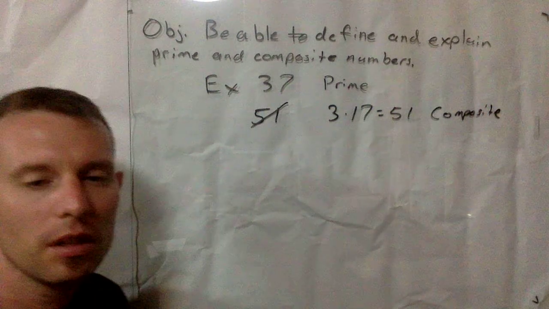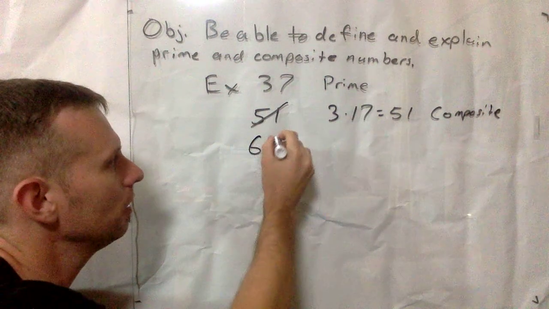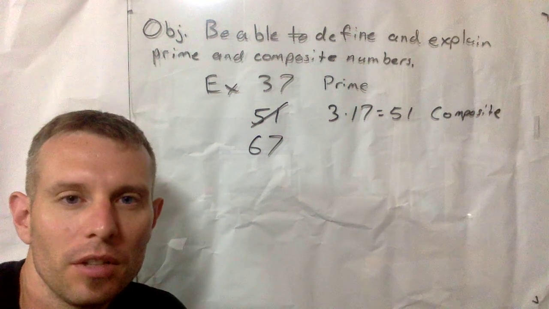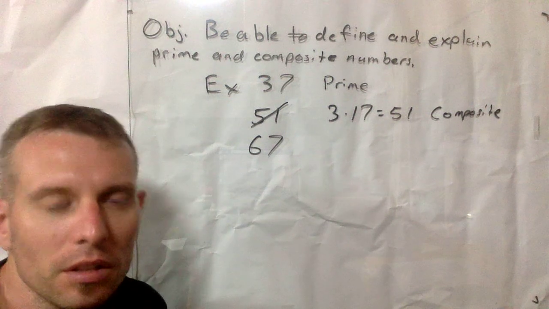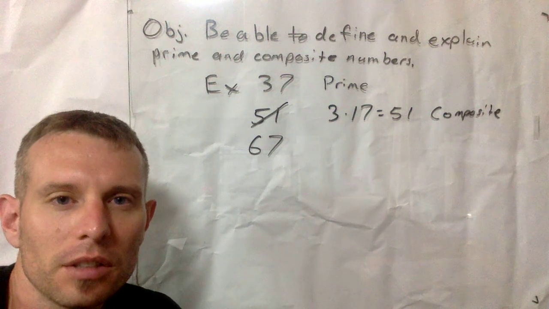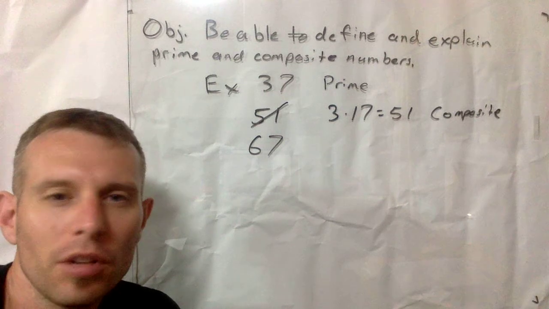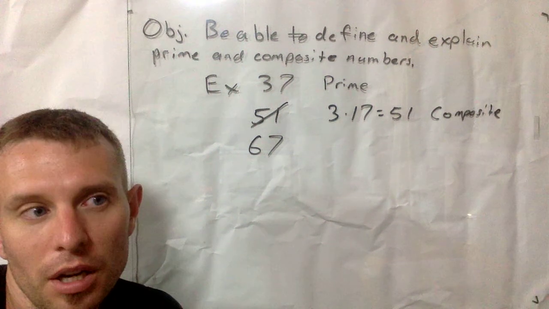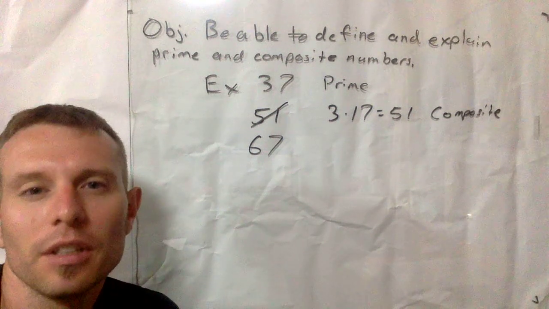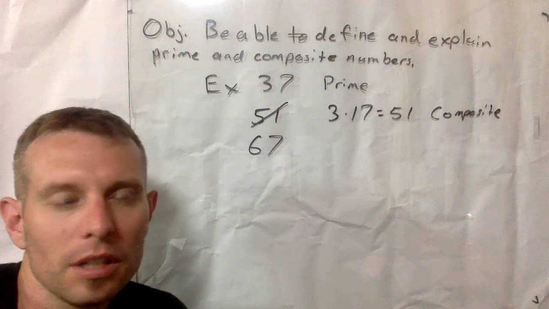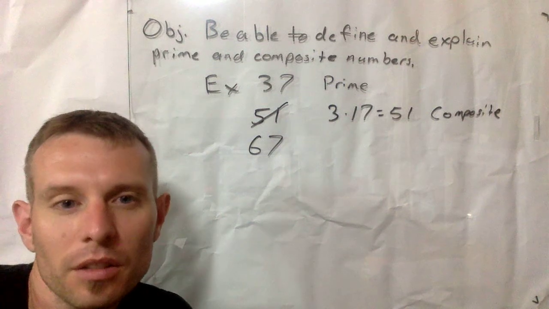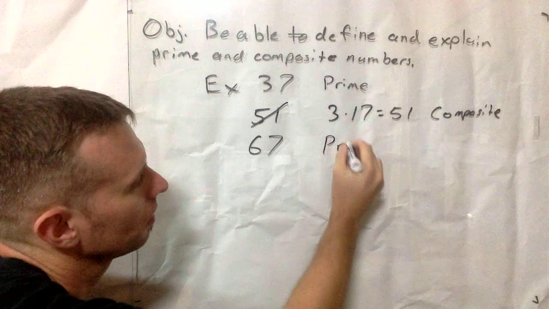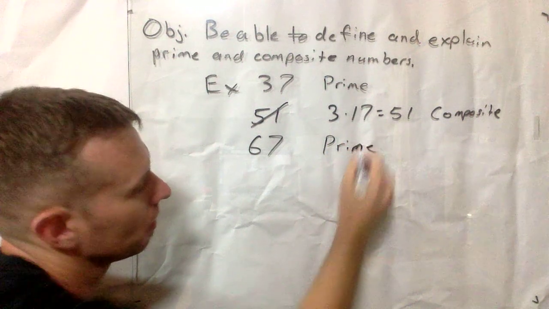Okay, and let's see, how about 67? Well, let's see, 67 divided by 2. No, it's not even, can't do that. 67 divided by 3. Don't believe that works. 67 divided by 5. No. 67 divided by 7. No. 67 divided by, what's the next prime number? 11? No, that wouldn't be it. 67 divided by 13. No. I think 67 is prime.